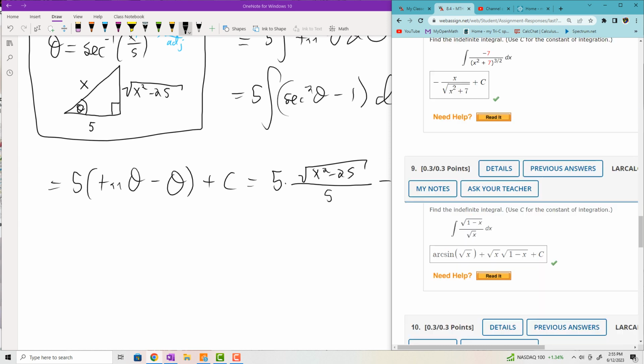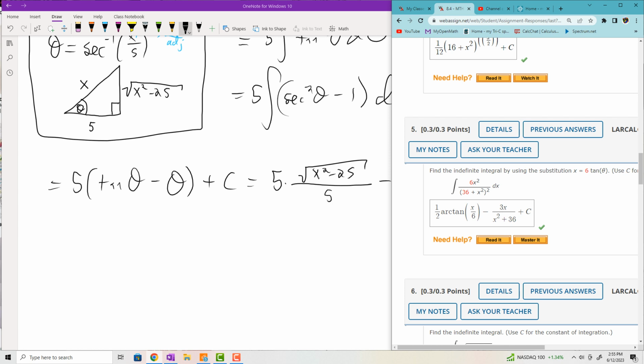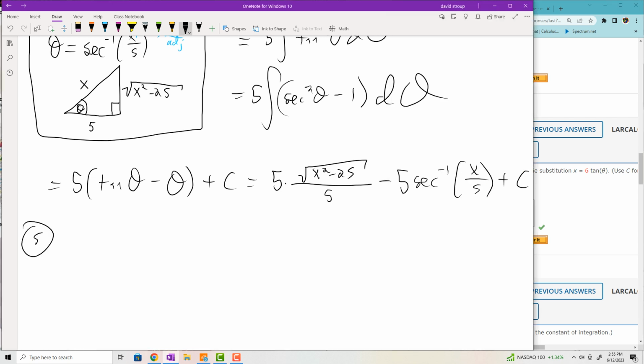So don't freak out over this. It's just business as usual, except there's no square root. Okay, so let's take a look at how it would operate.